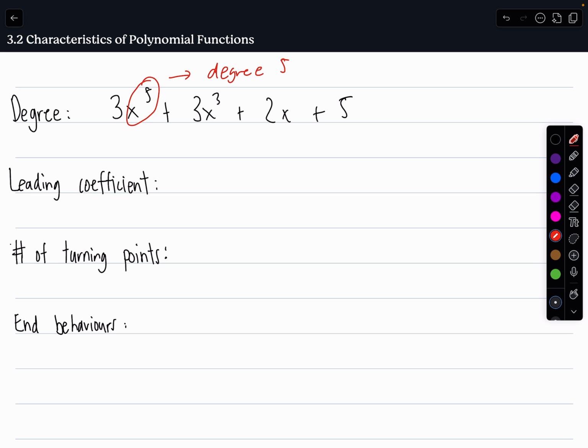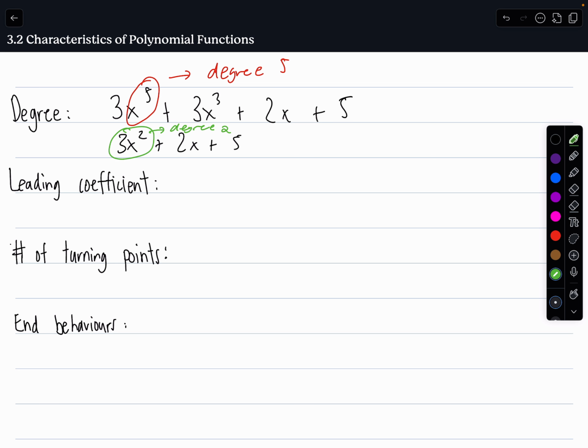If the question said 3x squared plus 2x plus 5, then it would be a degree 2 function, or a second degree function. So it always matters what the highest exponent is. That's what the degree is.